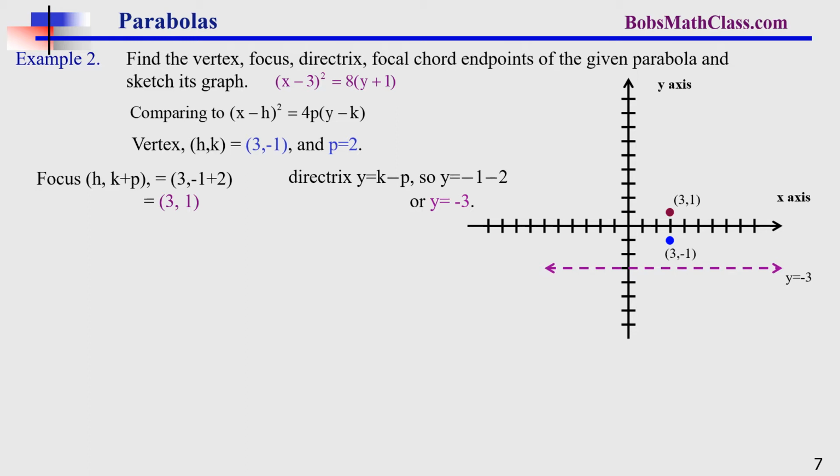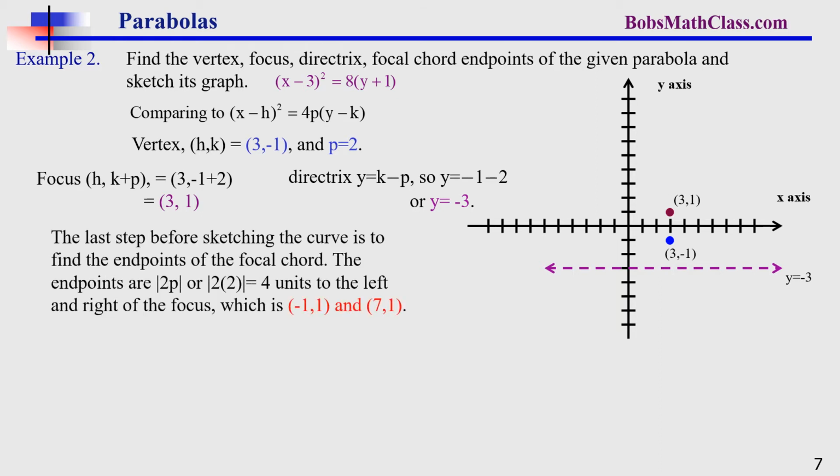Draw your directrix. Okay, next is the endpoints. We're going to go a value of 2p to the left and right. p is 2, so 2 times 2 is 4. So you count 4 from the focus. So go 4 to the right and 4 to the left. That should give you (negative 1, 1) and (7, 1). All right, that looks good. That's it. Now we could draw our parabola sketched in.